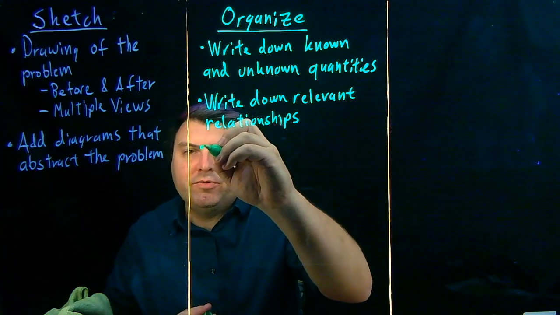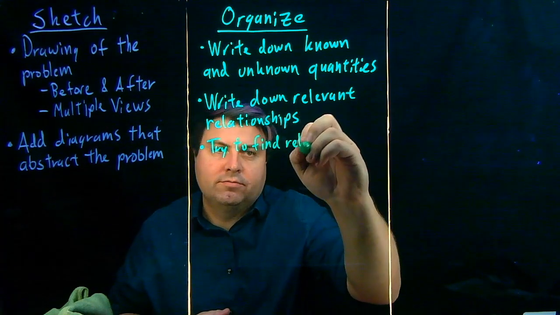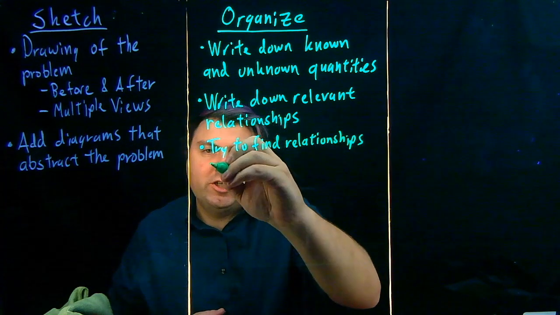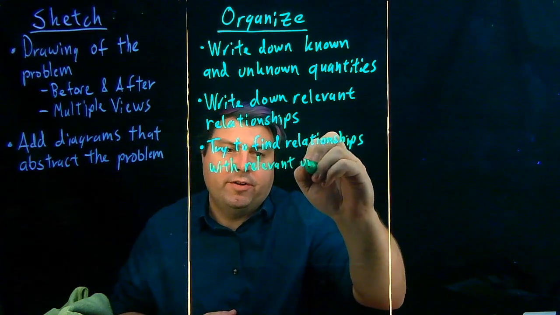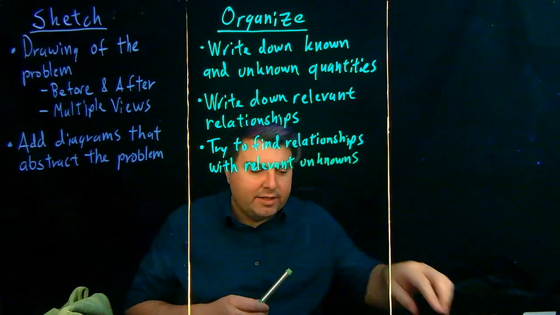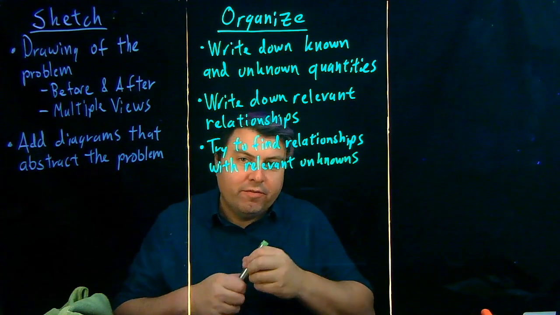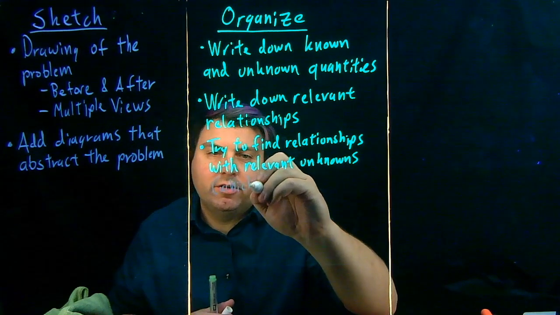And then what we want to do is try to find relationships with relevant unknowns. And we want to kind of diagram and understand what's going on. What we can really say when we're doing this is we're trying to find which equation to use.